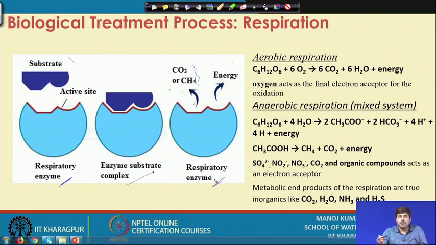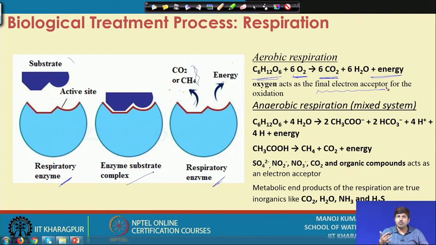again becomes free. If you see the aerobic respiration, where oxygen is the electron acceptor in the presence of oxygen, let us say you have a source of carbon which is reacting with the oxygen. It will produce the gas and energy. So, oxygen acts here as the final electron acceptor for the oxidation process in aerobic respiration.